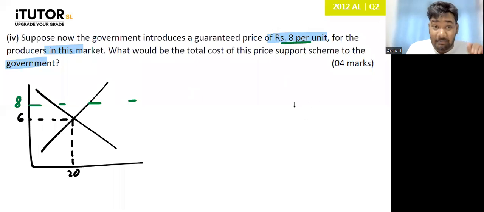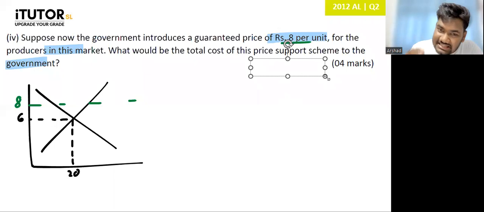That means they are purchasing the excess supply. Okay, so if the exam paper says price support deficiency payment, then that is that. If they say price support purchasing of excess supply, then that is that. But if they just say price support, always remember it's price support.